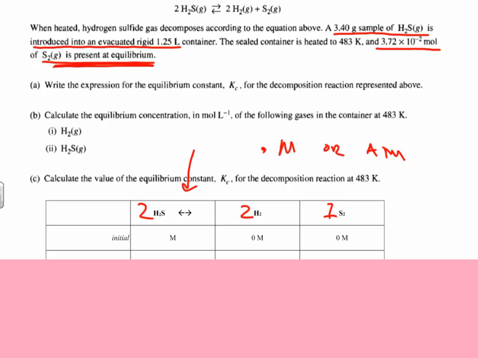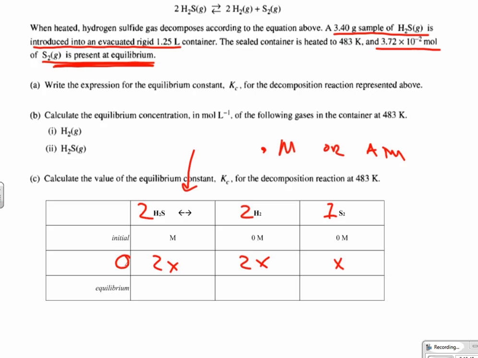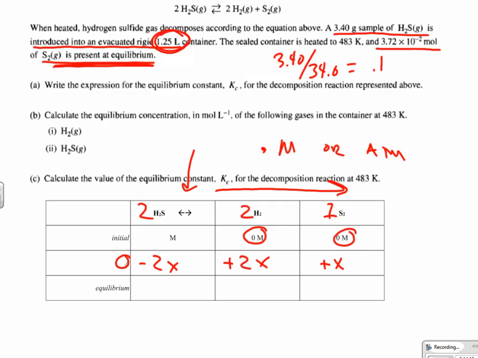And then since this is the zero side, remember the equilibrium always goes towards the zero side. So this reaction is going to go this direction. So what I'm going to end up with is minus 2x, plus 2x, plus x. Then my original molarity: I'm given 3.40 grams. I divide by the molar mass, which is 34, which basically gives me 1/10 of a mole. But I have to change it into molarity, not moles. So I divide by 1.25.